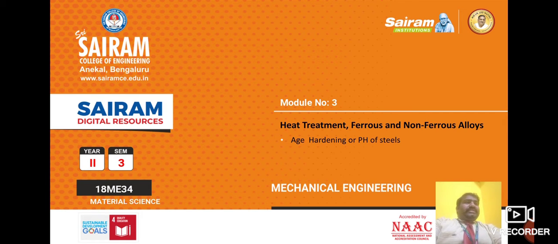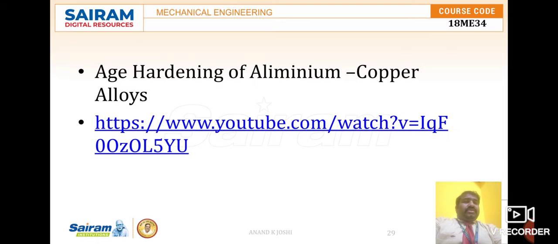So let us discuss in detail this age hardening process. I will take up examples such as copper, tin, magnesium, aluminum, or sometimes steel and stainless steels. Now I'll take an example of age hardening of an aluminum copper alloy. So let us discuss. There are three steps involved in this age hardening process.